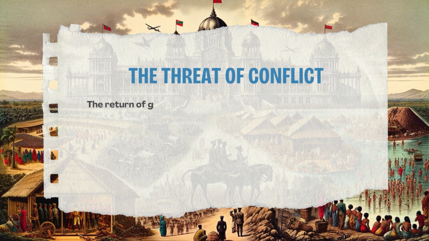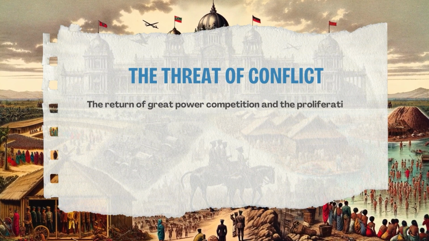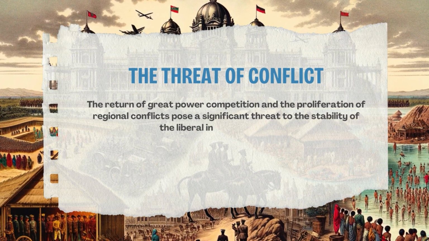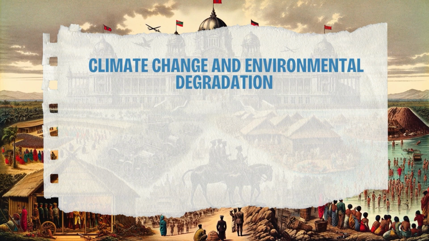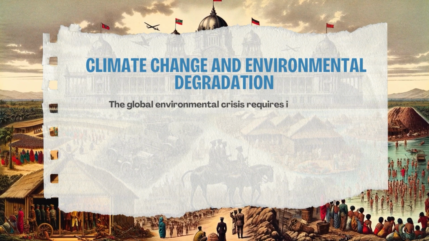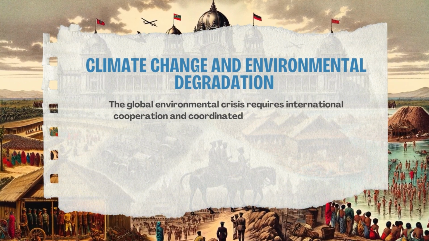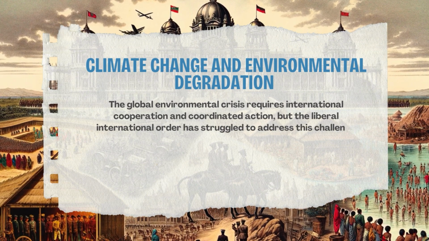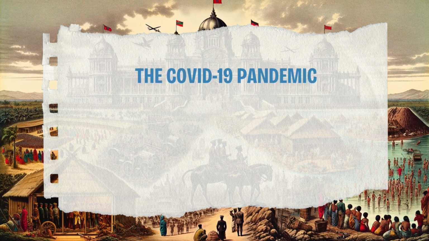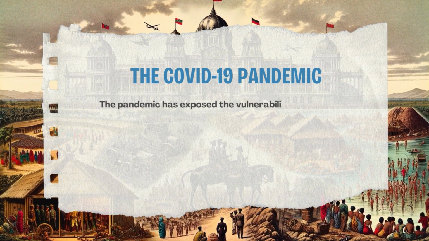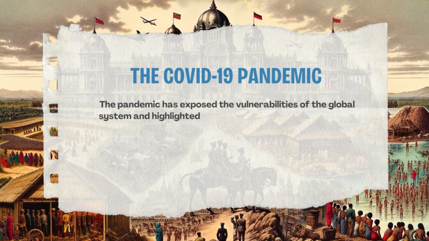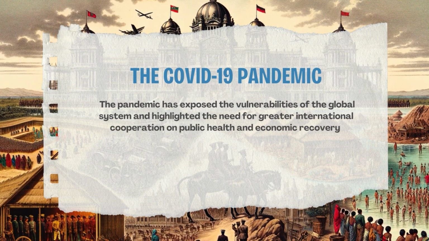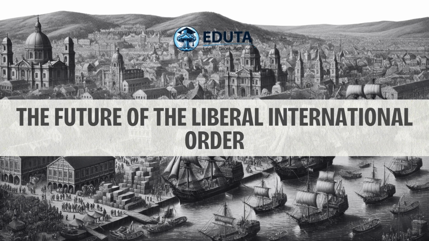The threat of conflict. The return of great power competition and the proliferation of regional conflicts pose a significant threat to the stability of the liberal international order. Climate change and environmental degradation. The global environmental crisis requires international cooperation and coordinated action, but the liberal international order has struggled to address this challenge effectively. The COVID-19 pandemic. The pandemic has exposed the vulnerabilities of the global system and highlighted the need for greater international cooperation on public health and economic recovery.